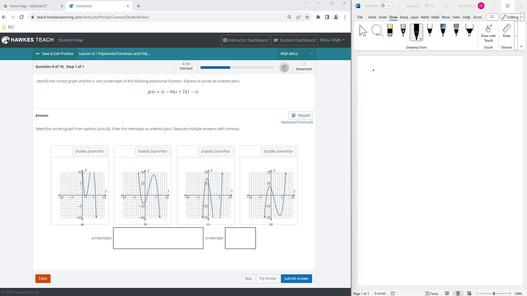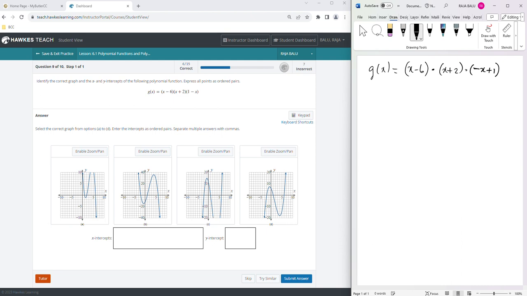So in this problem, they are asking us to identify the correct graph, compute the x-axis and y-axis intercepts, and remember we have to give them all in ordered pairs. So the function is g of x. I'm copying it here. x minus 6 first factor, times x plus 2 the second factor, and the third factor is kind of interestingly done, 1 minus x. I'm going to rewrite it as negative x plus 1. It's the same thing.